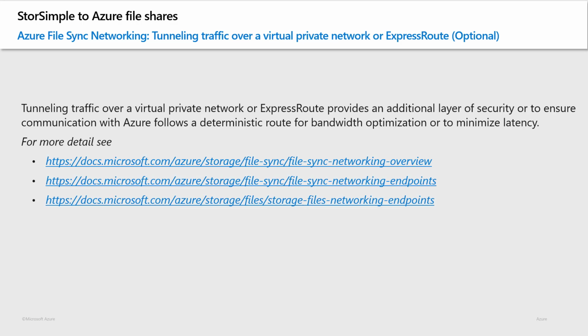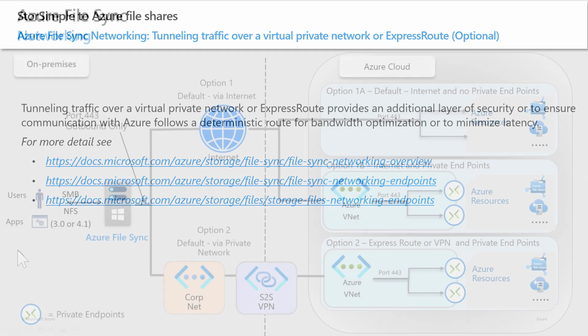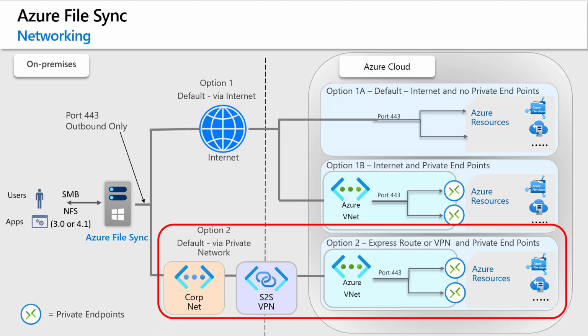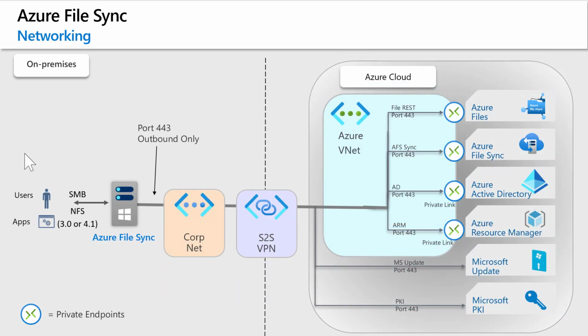Some organizations require communications with Azure to go over a network tunnel, such as a virtual private network or VPN, or via ExpressRoute. This can provide an additional layer of security and can ensure communication with Azure follows a deterministic route, which can help with bandwidth optimization and minimizing latency. This is shown as option 2 on this slide. Let's look at that in more detail.